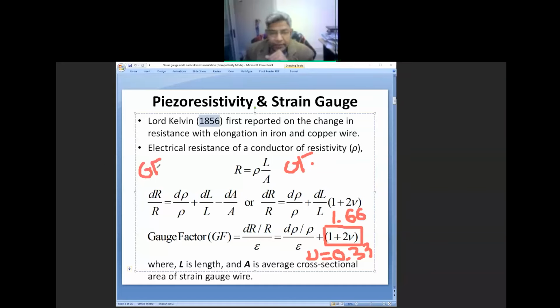That the gauge factor for metals is about 1.66 minimum. Remember, this term will also play some role. You have to add them too. What I mean to say is that the gauge factor is about 2.